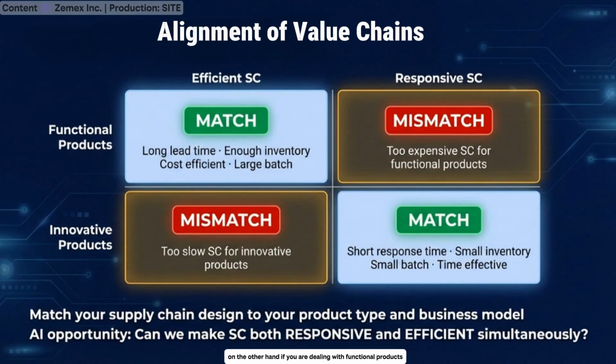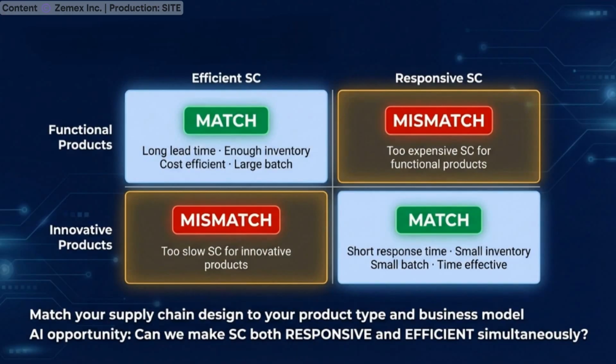On the other hand, if you are dealing with functional products, you may want to think about designing an efficient supply chain that has longer lead time, but enough inventory and is cost efficient. If there is a mismatch, either you will have a too expensive supply chain for the functional products or a too slow supply chain for the innovative products. An interesting idea is to think about whether there is any opportunity to make my supply chain responsive but still efficient in terms of the cost. Maybe there is an opportunity that AI can make some contribution, and it is your interest and responsibility.